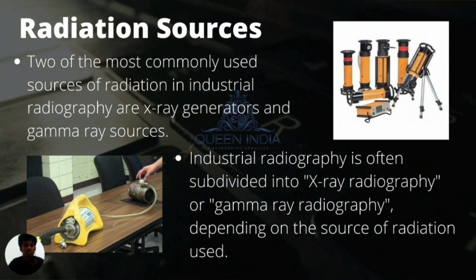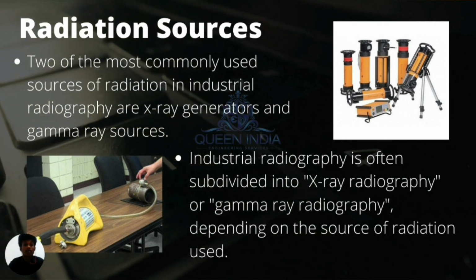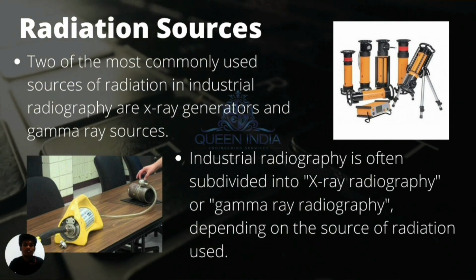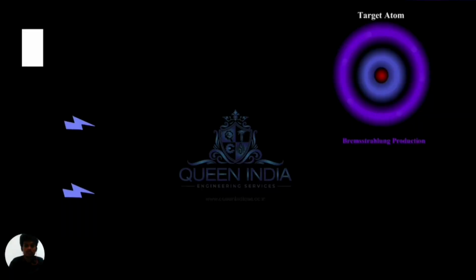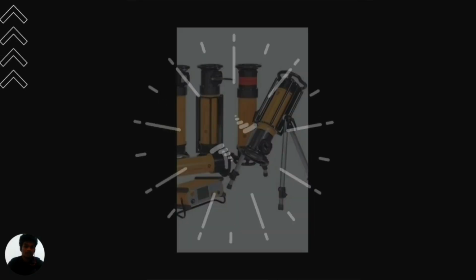Here, when we are using X-rays, the method is called X-ray radiography, and when we are using gamma rays, the method is called gamma ray radiography. We know that X-rays are generated electrically, but it should be noted that gamma rays are generated by the decay of unstable atoms. Now let us see the detailed explanation of X-ray radiography and gamma ray radiography.